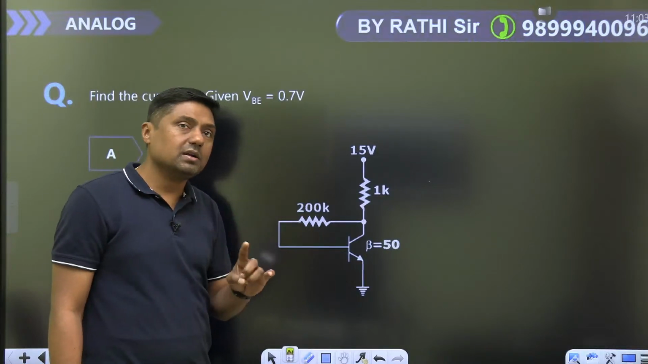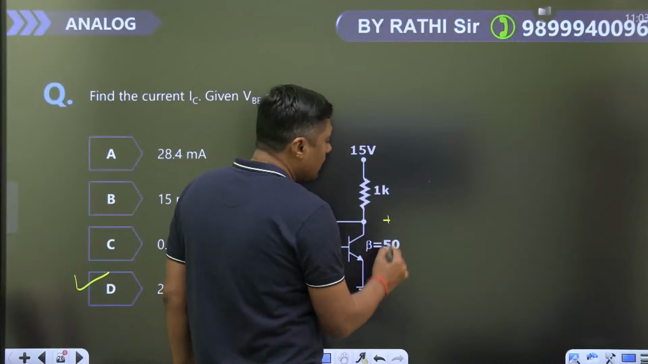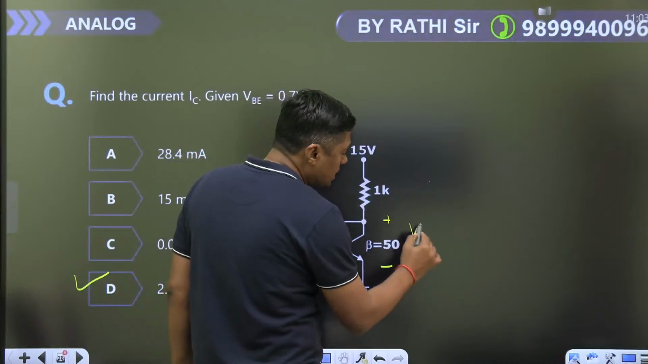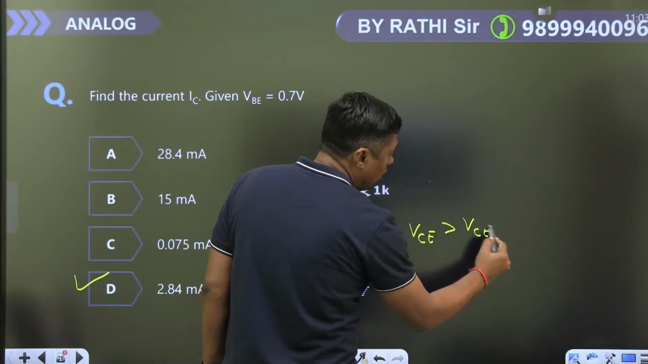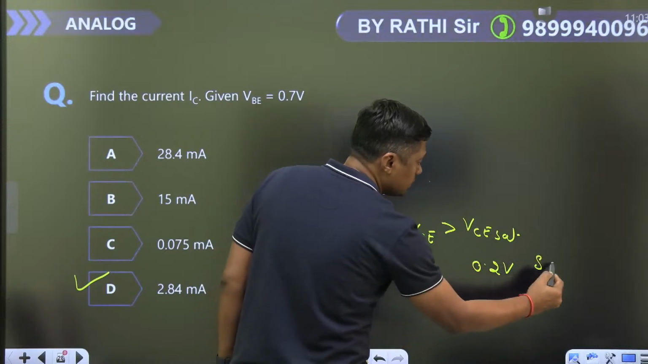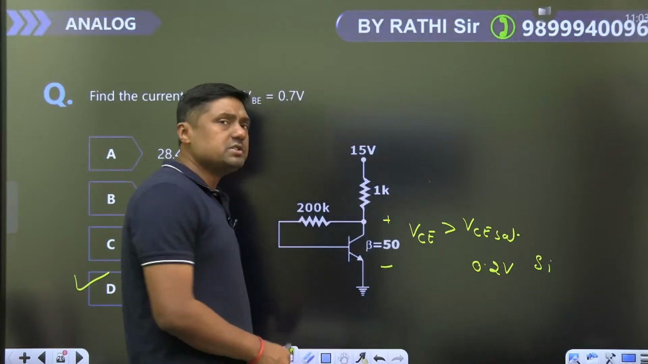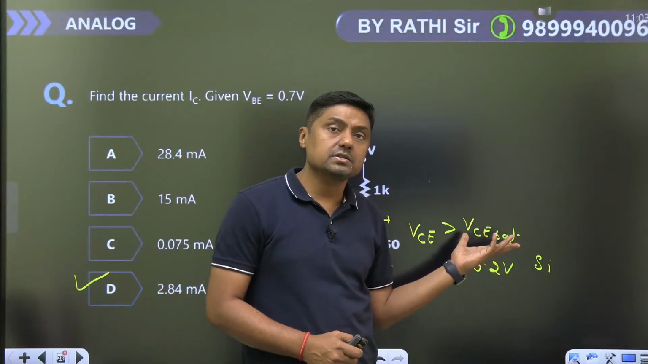Now remember, in this case there is no need to check the VCE. Why? Because for the active region VCE should be greater than VCE sat. Normally what is the value of VCE sat? 0.2 volt for silicon, or otherwise in a particular question they will mention what the value of VCE sat is.